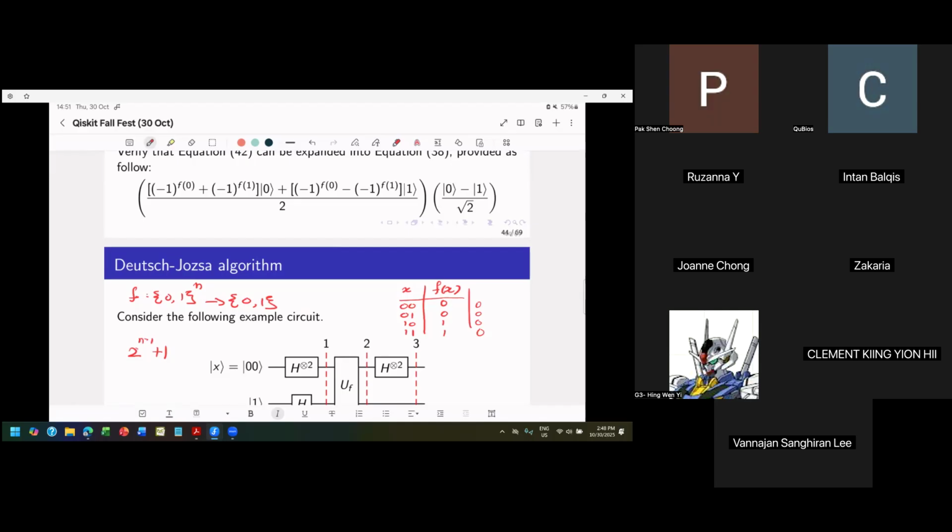Do you get why? So basically for n equals 2 in this case, you take the total number of possible entries, which is 2 to the power n, 2 to the power 2 in this case. You divide by 2, and then you add 1, right? So that's why you have 2 to the power of n minus 1 plus 1. Everyone understand the logic?